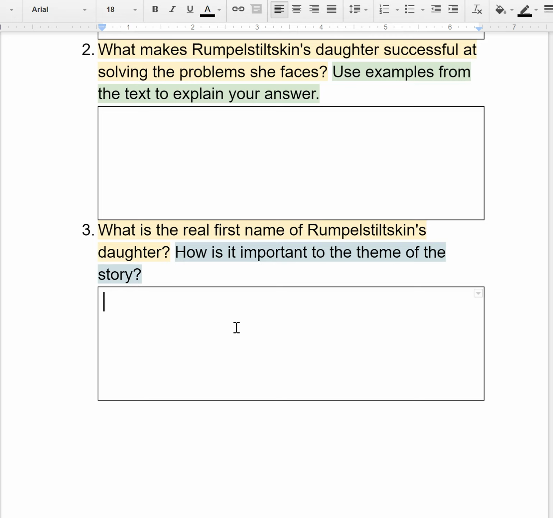So the first name of Rumpelstiltskin's daughter, if we go back at the very end on page 291, it reveals the name. It says, oh, and I forgot to tell you, Rumpelstiltskin's daughter had a name too. It was Hope. And of course, hope is an important theme in this story, and how giving people hope that they can change their own circumstances can bring prosperity. Okay, can bring good things, and prosperity. Prosper is one of our vocabulary words this week.